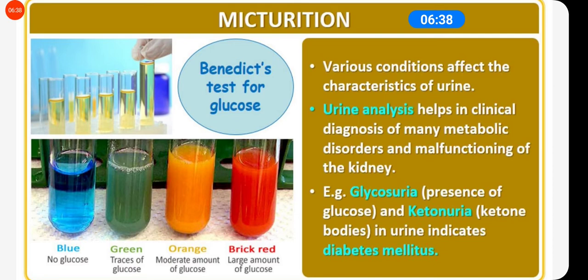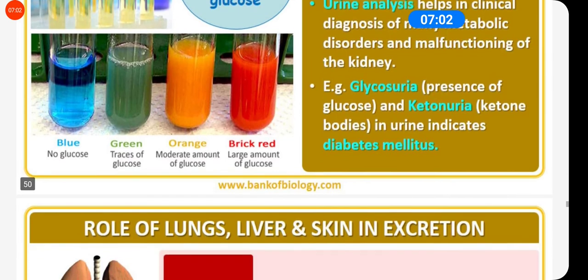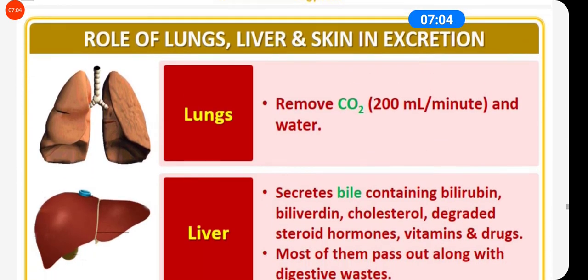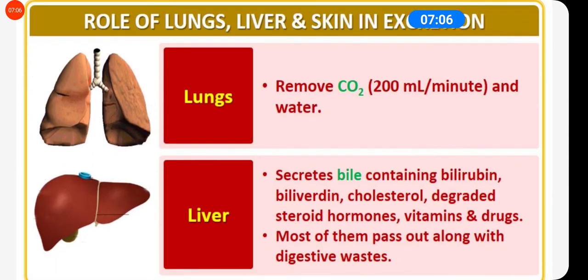There is the Benedict test for glucose present in the urine. Benedict solution is added to the urine. If it is blue, then no glucose. If it is green, then traces of glucose. Orange gives a moderate amount of glucose, and a large amount of glucose in the urine gives a red color.